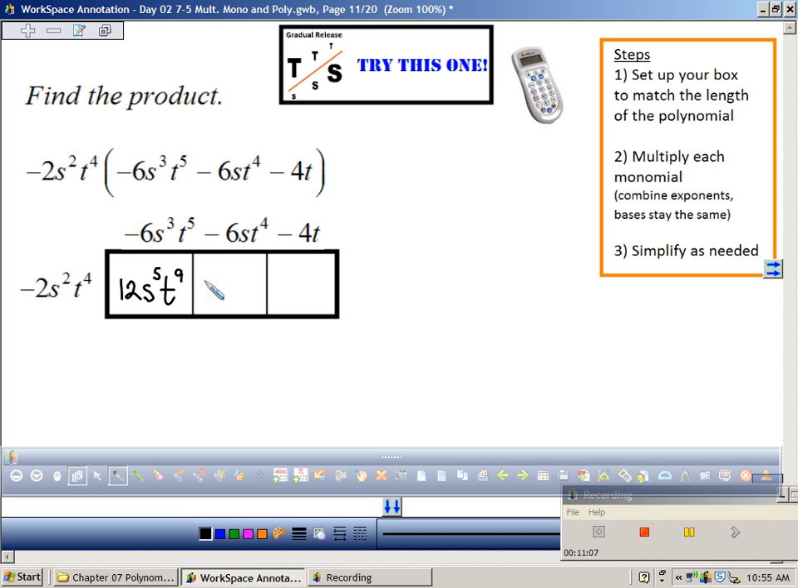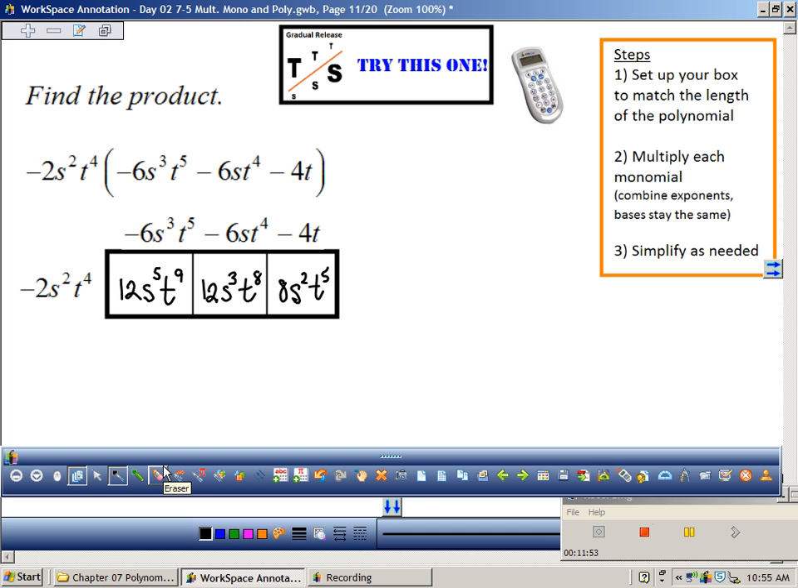Alex, what about you? Negative 2 times negative 6 is? Yes, you, Alex. What? I already got called. Not today. Negative 2 times negative 6 is positive? Positive 12. S squared times S is how many S's? 3. And t to the 4th times t to the 4th is how many t's? 8. Good. How about the other Alex? Negative 2 times negative 4 is? Thank you. And S squared and t to the?